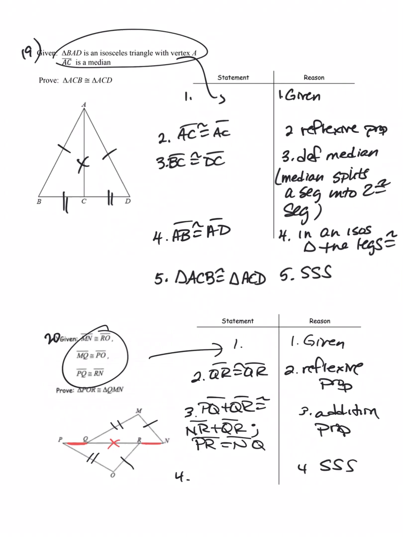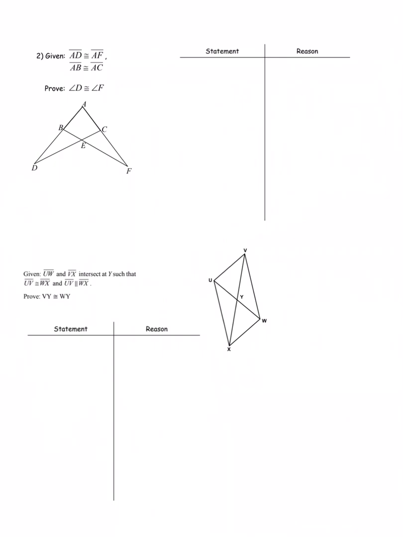A little tricky because you have the overlapping part, so you have to make a logical deduction. All right, so triangle POR is congruent to triangle QMN. All right, let's take a look at number 21.